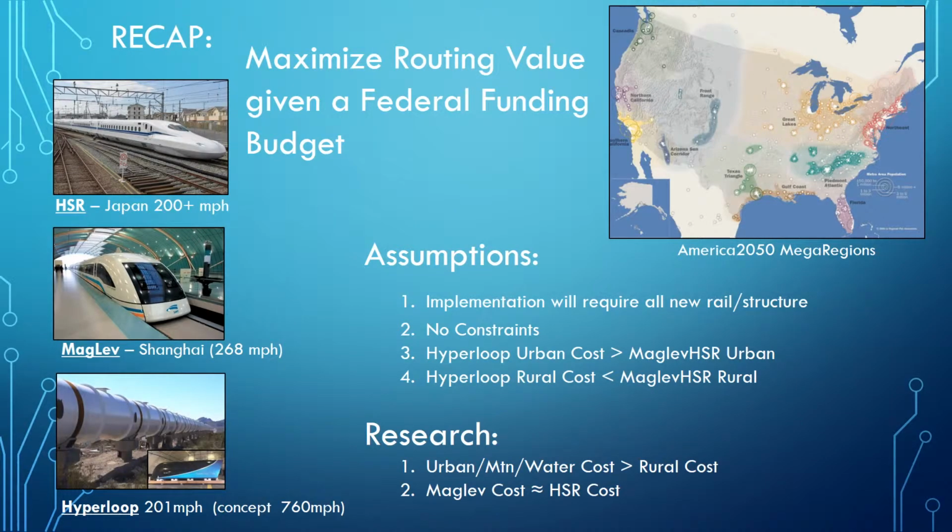As a recap, my main objective is to determine high-speed rail routing structure in the U.S. to maximize economic benefit considering speeds of current high-speed rail, magnetic levitation, and hyperloop, given a federal budget. In this problem, I assumed all new rail structures will need to be built and that there are no constraints.